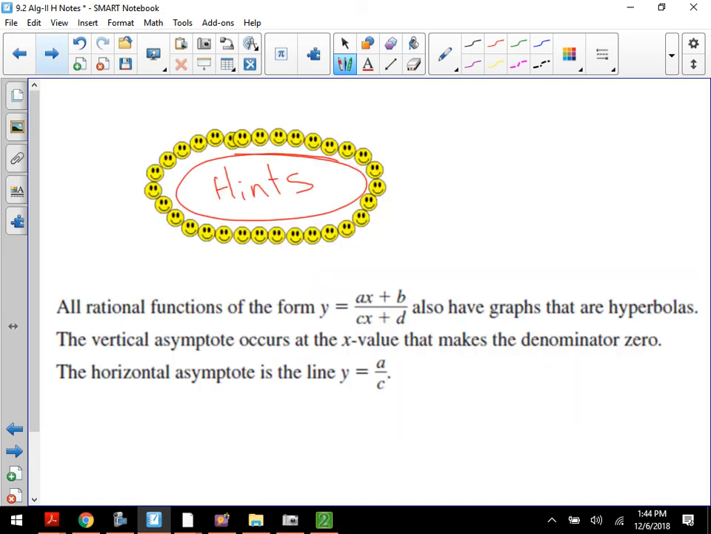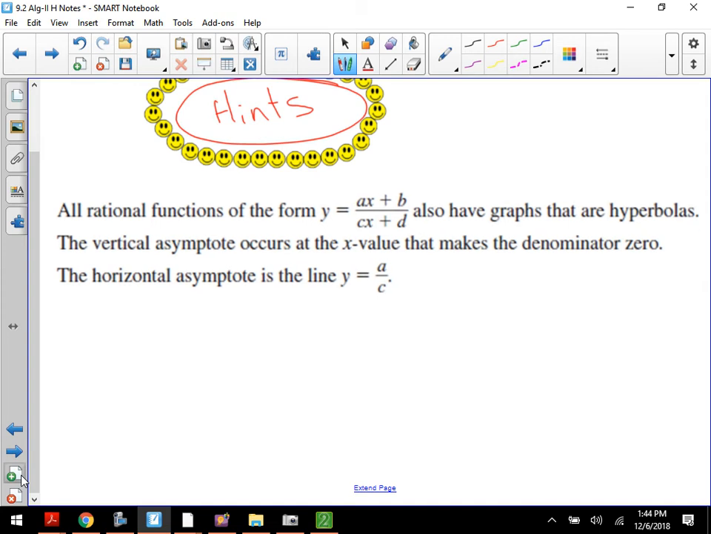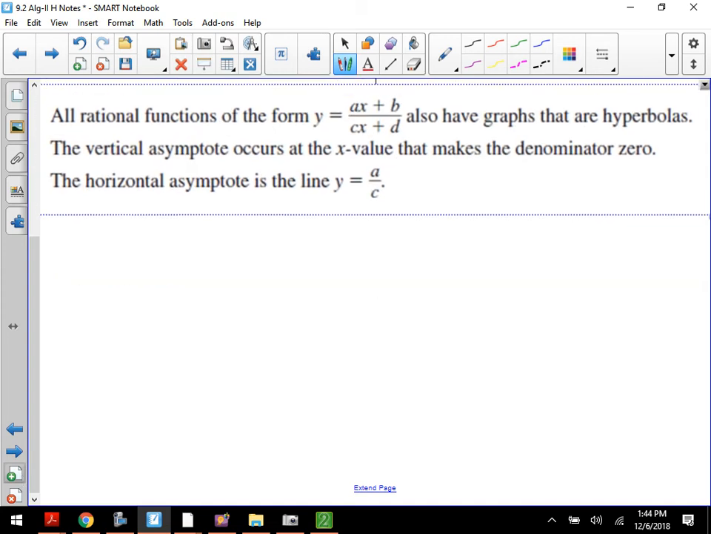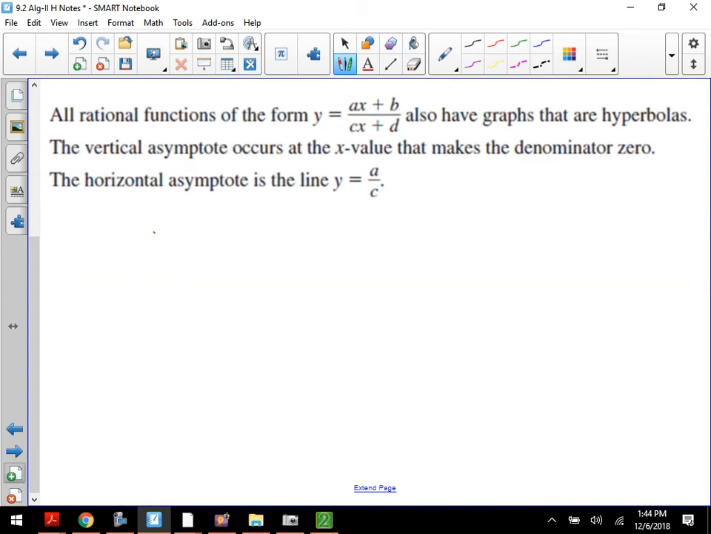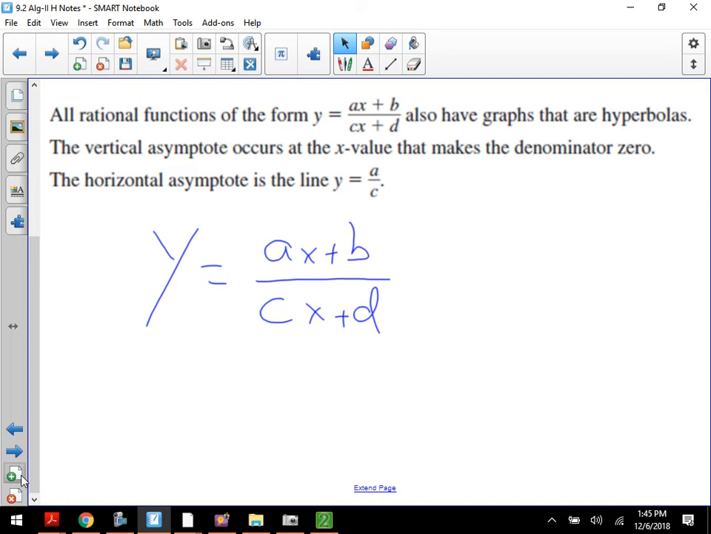The other style is a little bit different. The other style is going to have 2 variables: a variable in the numerator and a variable in the denominator.